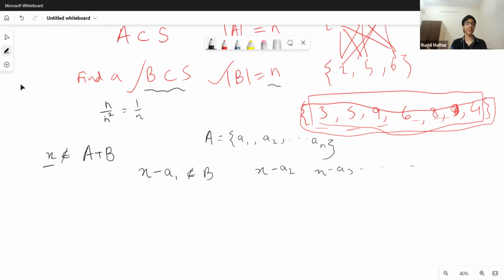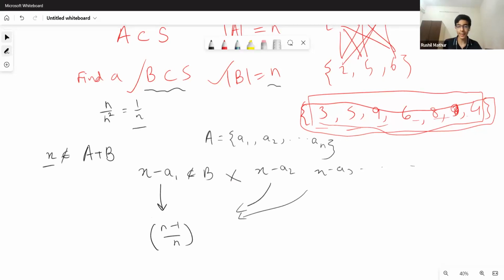And logically, that seems unlikely, right? There are n numbers. The fact that none of them exist, that's kind of unlikely, but maybe possible. So the probability that it exists is 1 by n, we saw. So the probability that it doesn't exist is n minus 1 by n. Similarly, for all of these, the probability that they don't exist is n minus 1 by n. But for none of them to exist, you'll have to multiply everything, and because there are n such things, you'll have to do this. So this is basically the probability that x is not in A plus B.